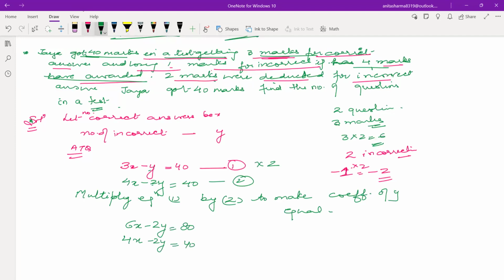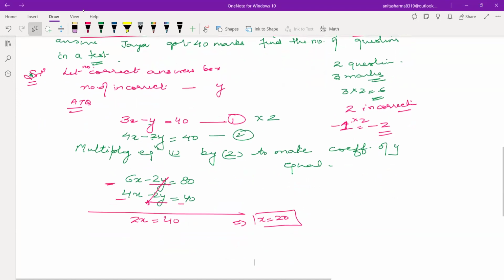Now children, the y terms in both equations have the same coefficient and the same sign, so we can't cancel them by adding. So you will subtract them, the signs will change, plus, minus. So the y terms will cancel. 6 minus 4, 2x is equal to 40. Then the value of x will be 20. Right? Now solve for y.